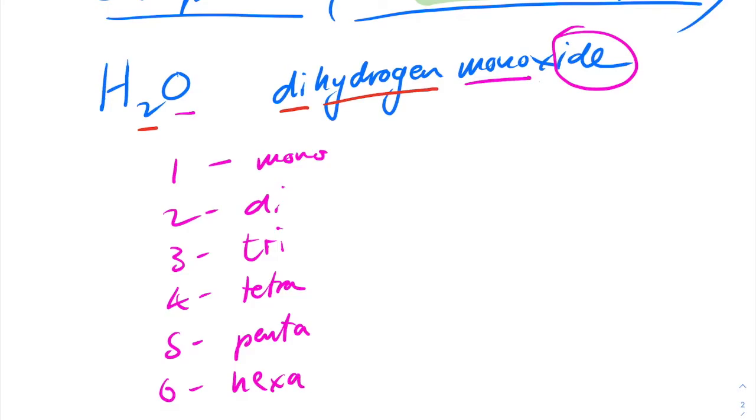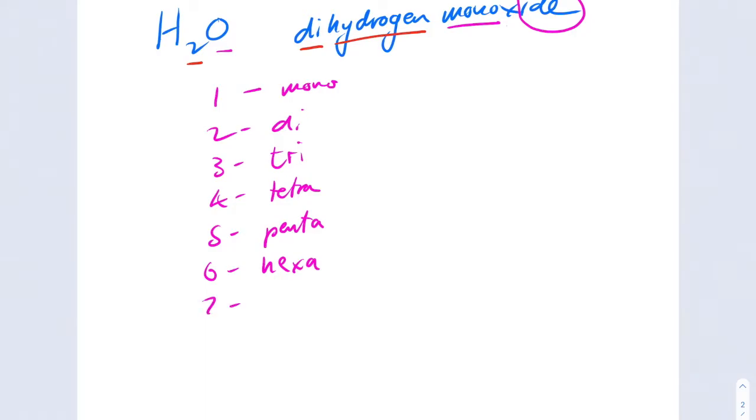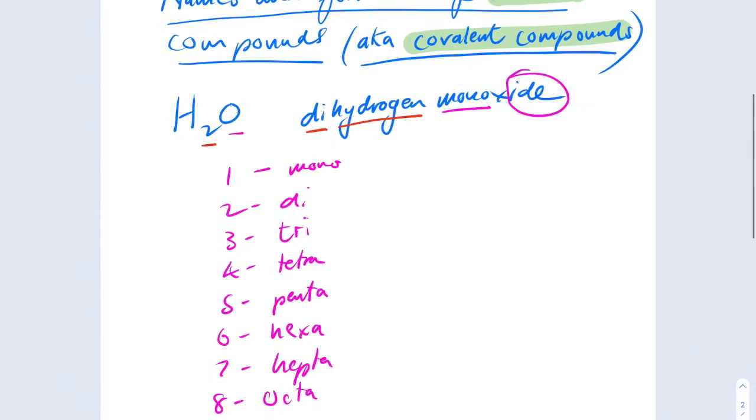We need to know all the way up to 10. Let me keep going. 6, 7 is hepta, 8 is octa, like an octopus, 9 is nona, and 10 is deca. Those are the prefixes that we use when we name compounds.